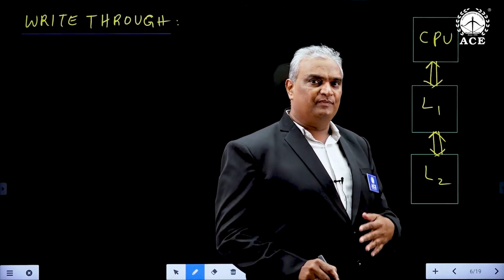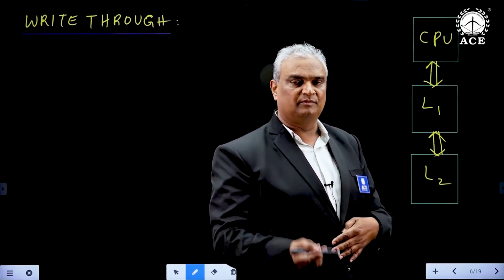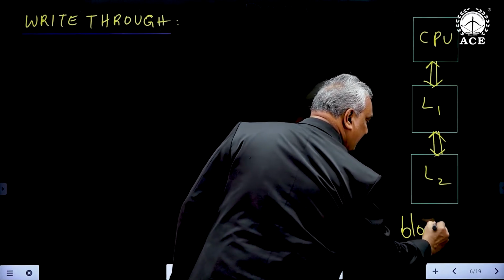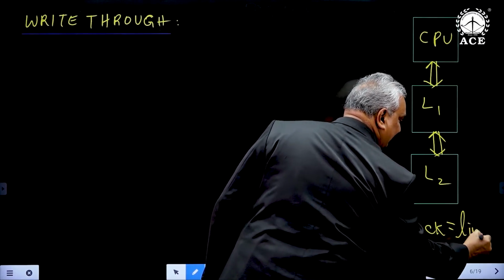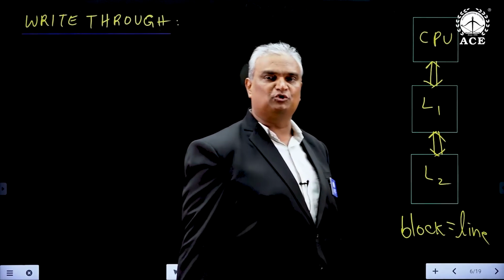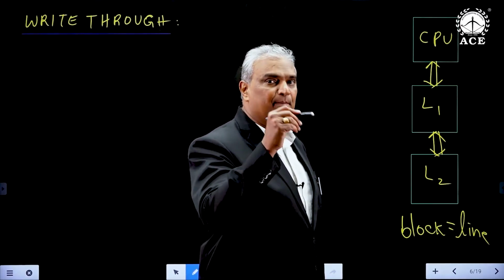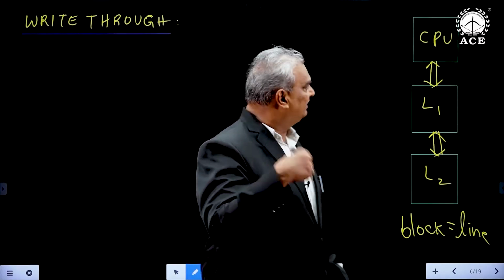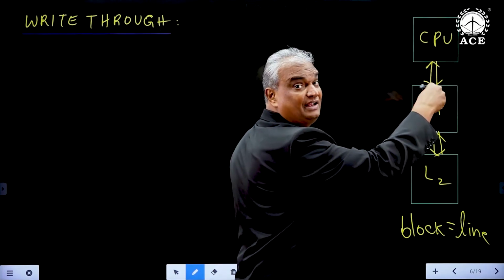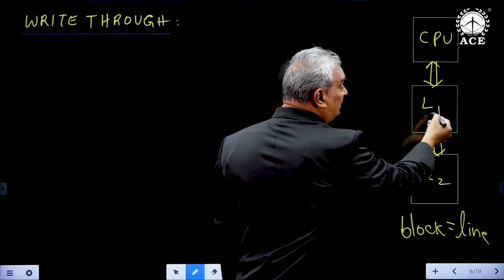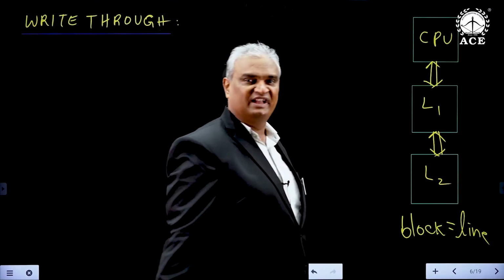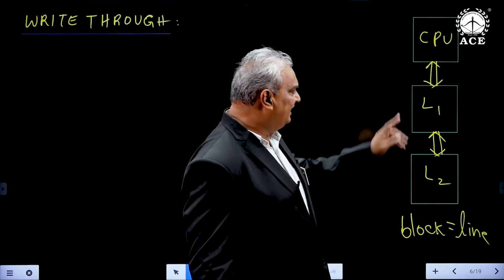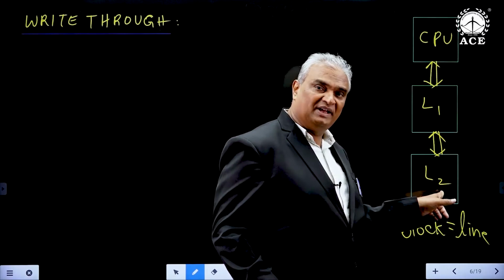In the write through technique, while writing, a block is also known as a line. Block and line are both the same. Block means a group of words. While performing the writing operation in the write through method, that block will be written not only in the L1 cache but also in the L2 cache. Means the recently updated information is available in both the L1 cache and the L2 cache.